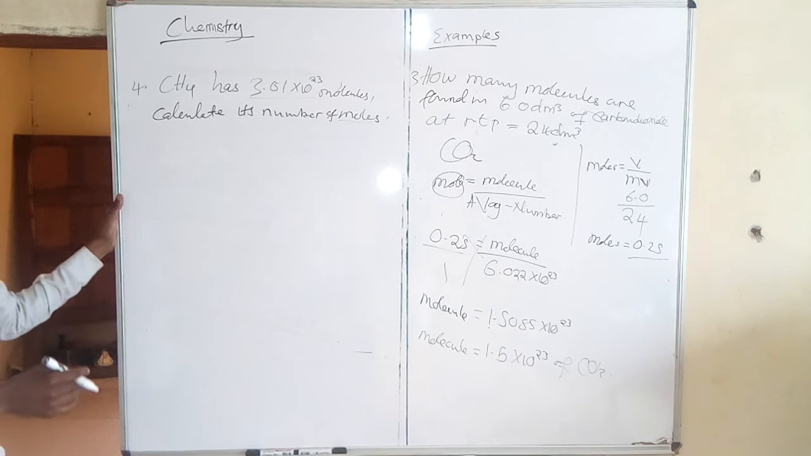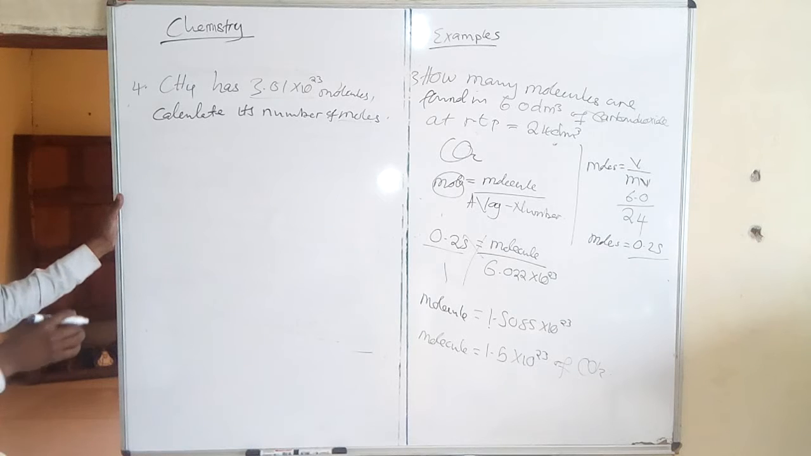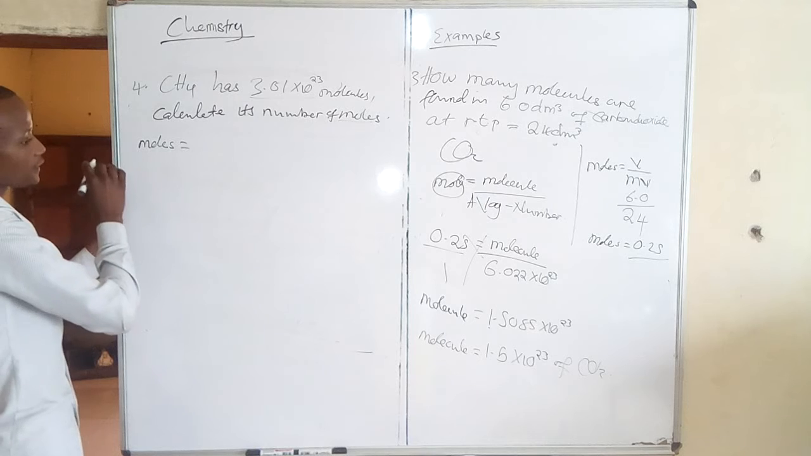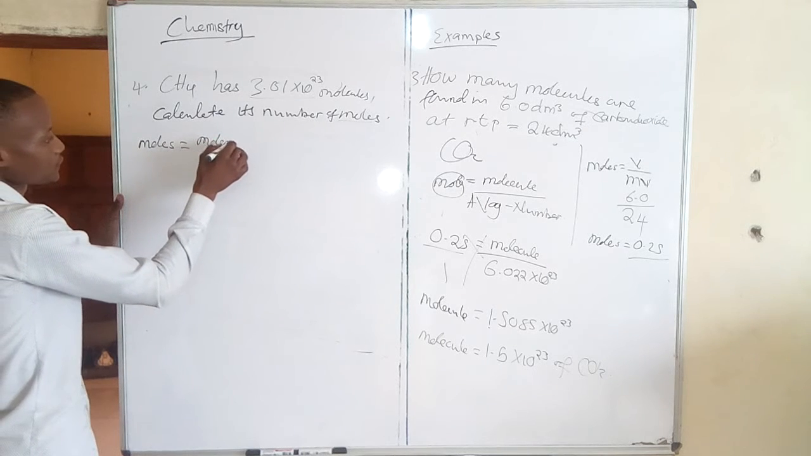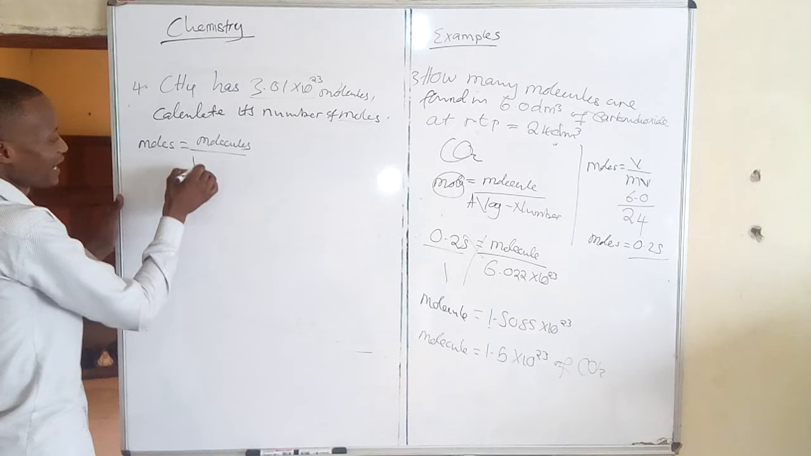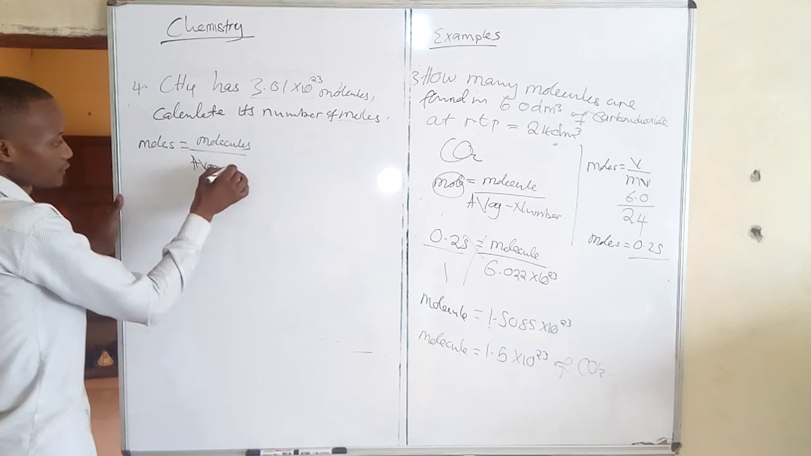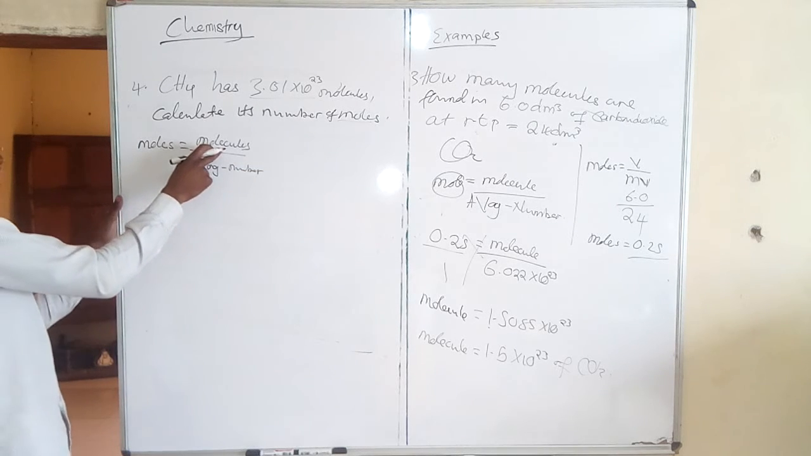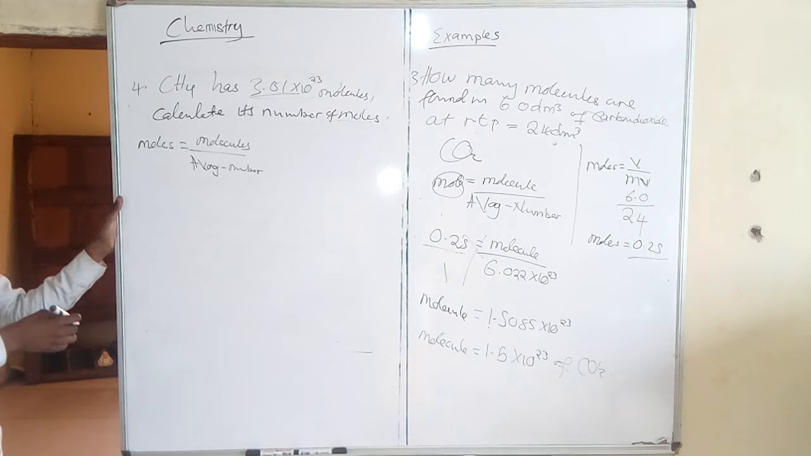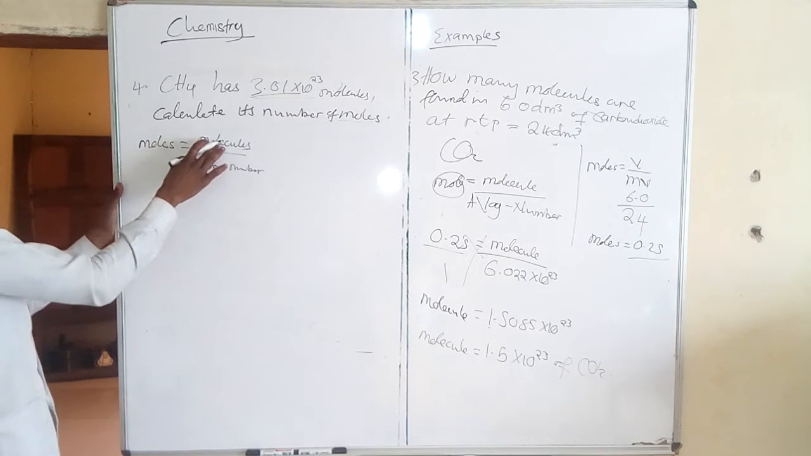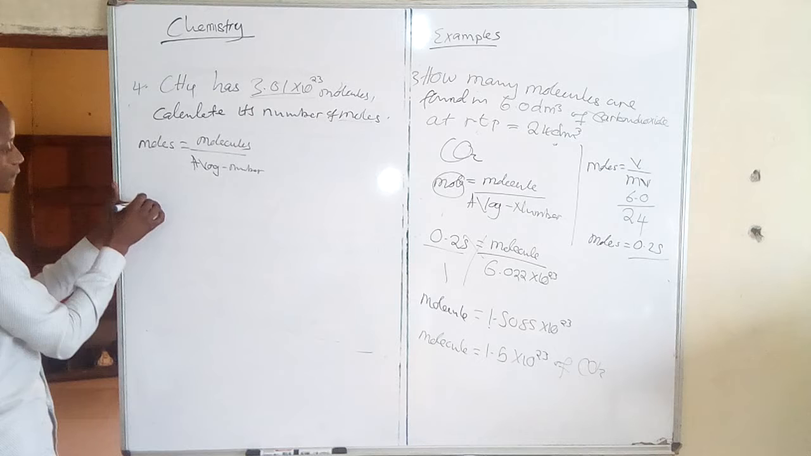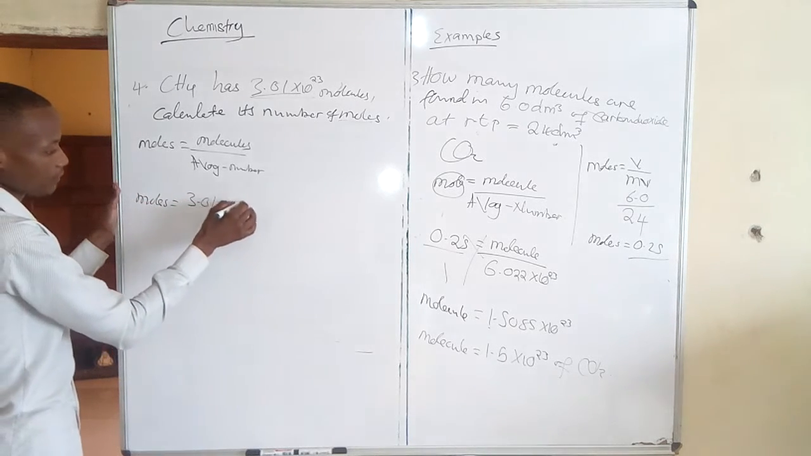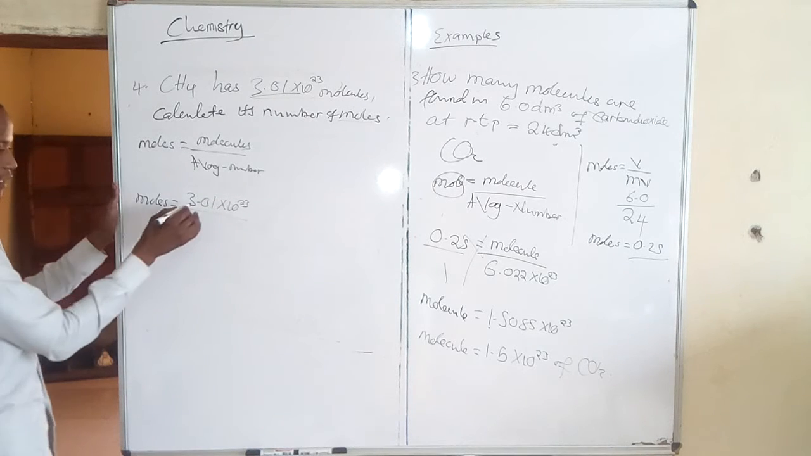Of course, we are repeating the same formula. That's the only option we have in this case. So we have moles equals the molecules over the Avogadro's constant or number. We want the number of moles. We have been given the number of molecules, which is 3.01 times 10 to the power 23, so we have to write it there. Moles equals 3.01 times 10 to the power 23 over the Avogadro's constant.